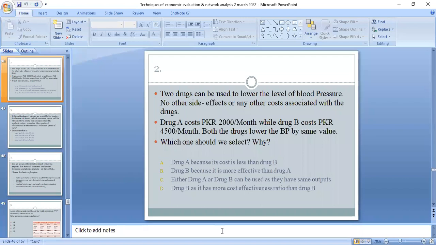Option D is the right one. Option D is the right one, because according to the cost minimization analysis, if the outcomes of the two interventions or drugs are the same, then we will choose the one that has the least cost.